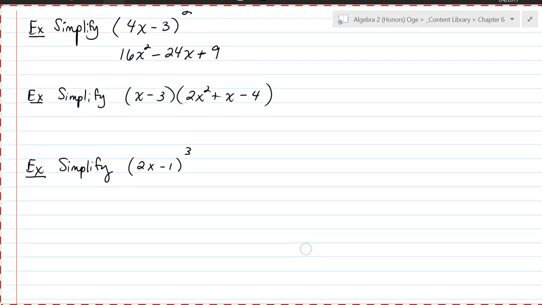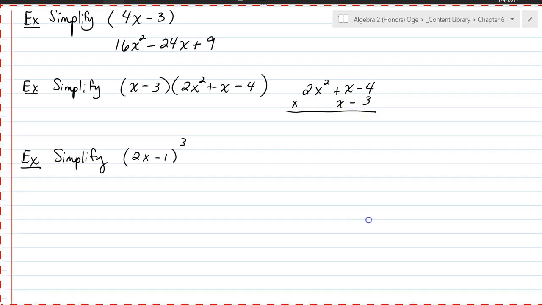And then the last two are things that we haven't talked about yet. So let's spend a bit more time on this. We're going to multiply a binomial times a trinomial. Okay, so if I were you, my advice would be to set it up like this. We're going to set it up just like we're multiplying 3-digit numbers with a 2-digit number. We're going to multiply 2x squared plus x minus 4 times x minus 3. We're going to set it up just like this.